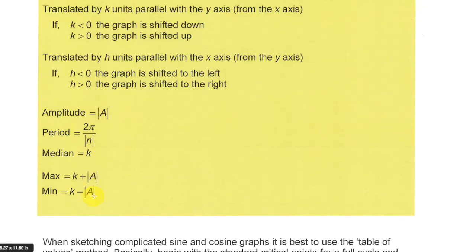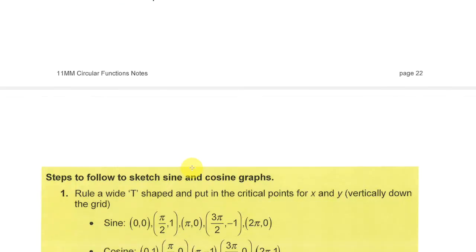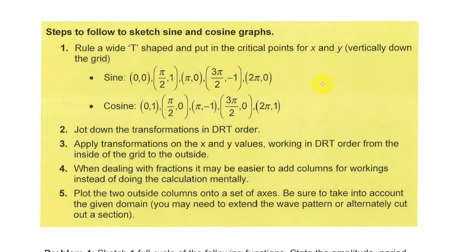So in the ones that we've seen so far, the median has been 0, so it's just adding the amplitude and subtracting the amplitude. So just a summary of the steps. Rule a wide T-shaped grid, and then put in the critical x and y values running vertically down it. So for sine, these are it. And for cosine, you put those down.